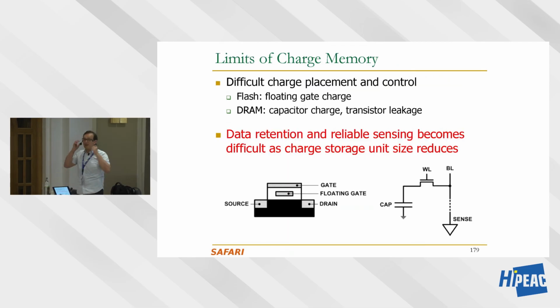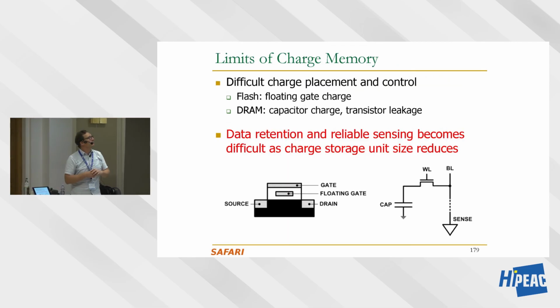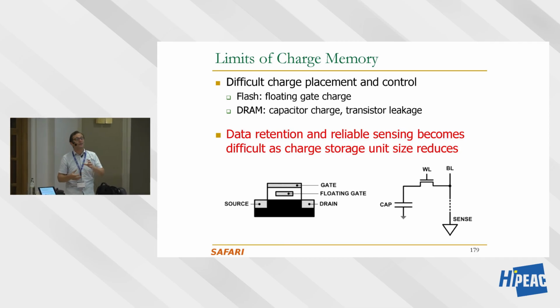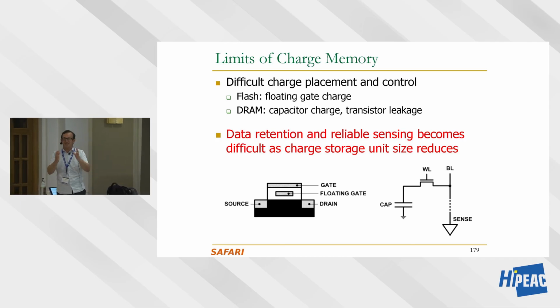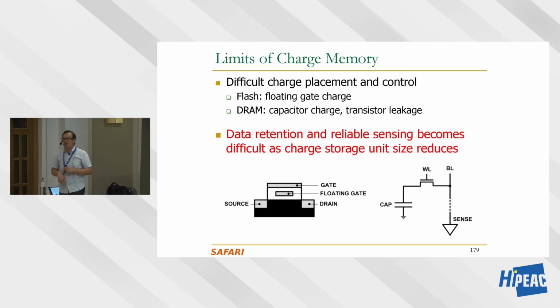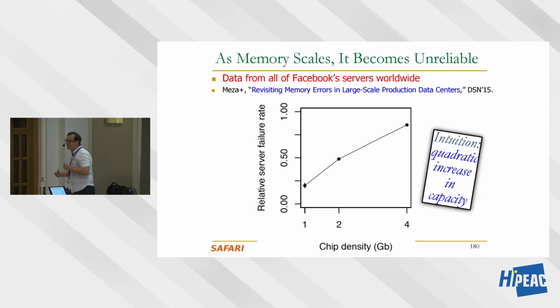Okay, so this is a general problem with charge memory in general, meaning when we store data in terms of charge, in a capacitor, for example, it becomes difficult to place and control charge because electrons escape. They go to different places if they're confined to a very small area. In Flash, we store data in floating gates. In DRAM, we store data in a capacitor. And data retention and reliable sensing becomes difficult as this charge storage unit size reduces. So we are seeing similar issues with flash memory also, but I'm not going to talk about flash memory as much.